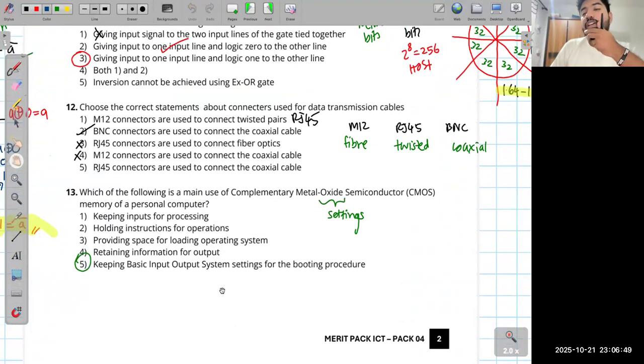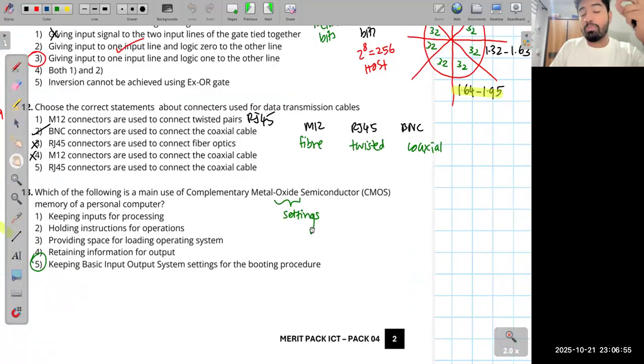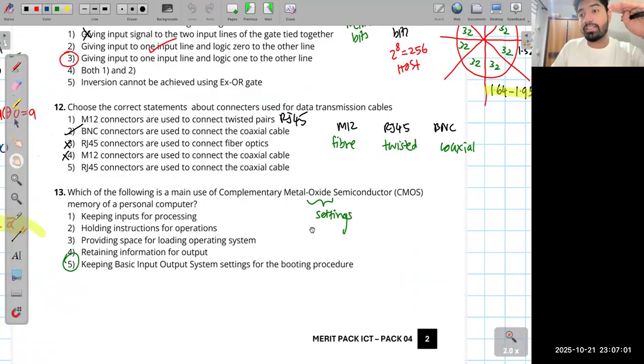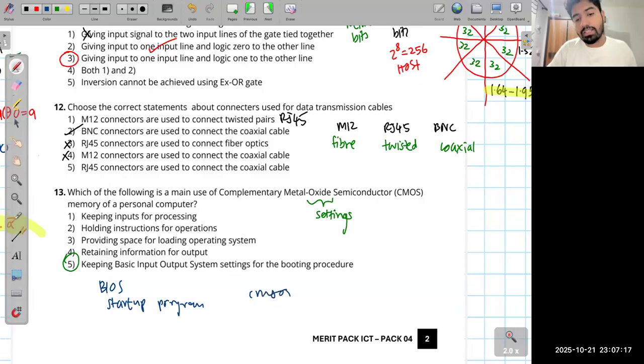The theory of CMOS is necessary. CMOS is a type of memory module which will hold user settings. BIOS will hold the startup program. CMOS holds the settings, and the BIOS uses them to start.